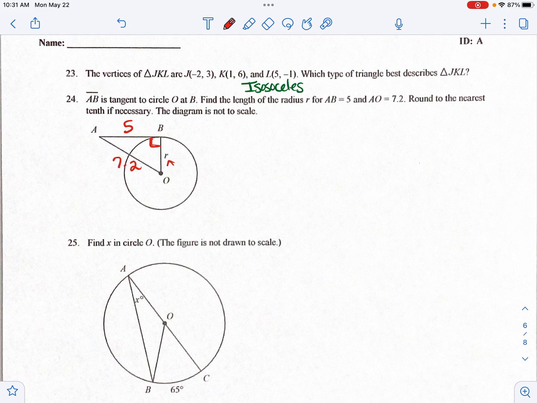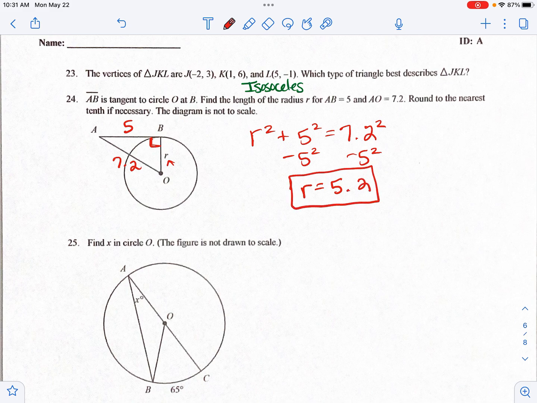This is the Pythagorean theorem. Not that we haven't done that 25 times this year. R squared plus 5 squared is 7.2 squared. We are looking for a leg, so I will be subtracting on this one. 7.2 squared minus... Okay, so I get, rounding to the nearest tenth, R would equal 5.2. That's just the Pythagorean theorem. That's number 24.